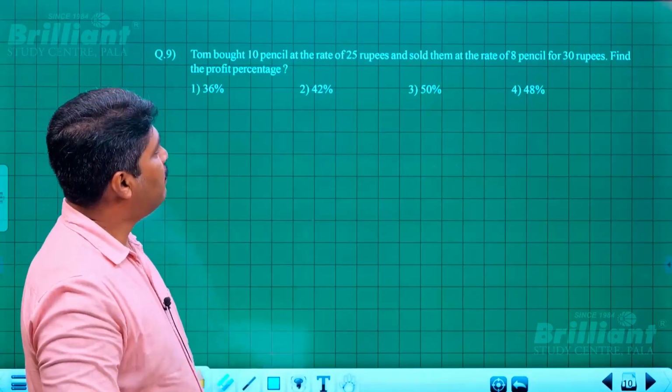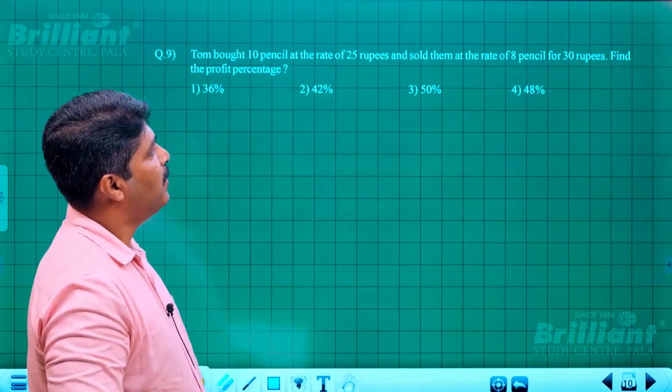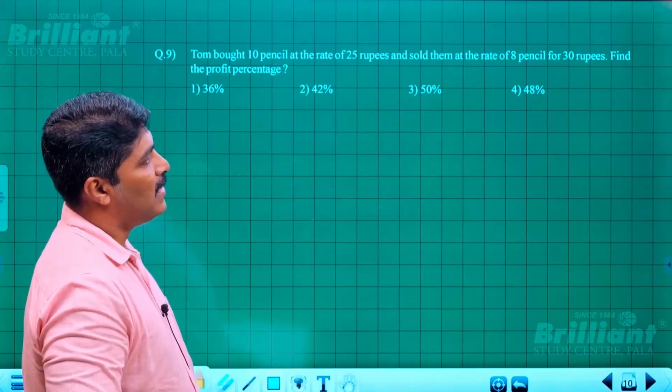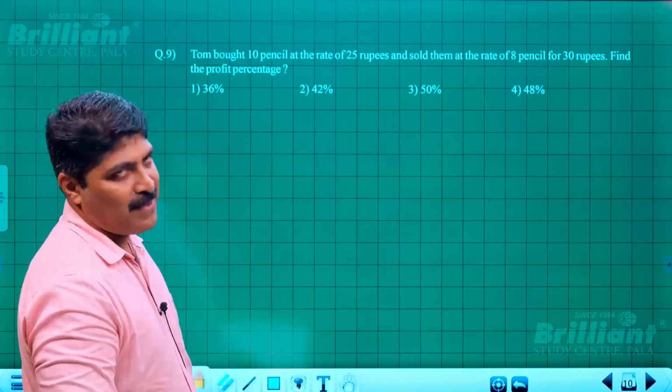Tom bought 10 pencils at the rate of 25 rupees and sold them at the rate of 8 pencils for rupees 30. Find the profit percentage.